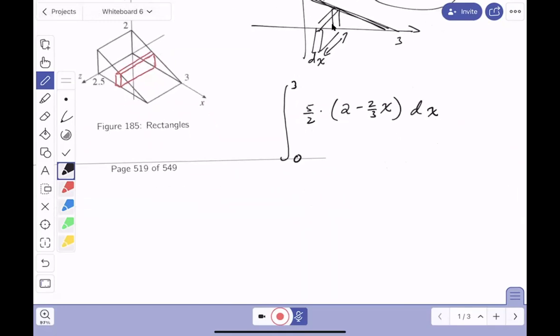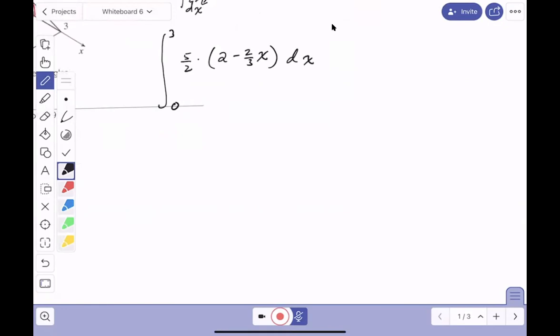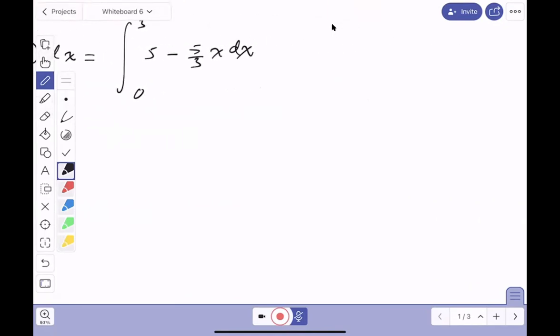This is the first milestone in the problem. That is the volume integral. We got that. What am I going to do now? I'm going to simplify the integrand. 0 to 3, that's going to be 5 minus 5/3 x dx. I'm doing the integration now. What do you get? 5x minus 5x squared over 6, limits of integration 0 to 3.